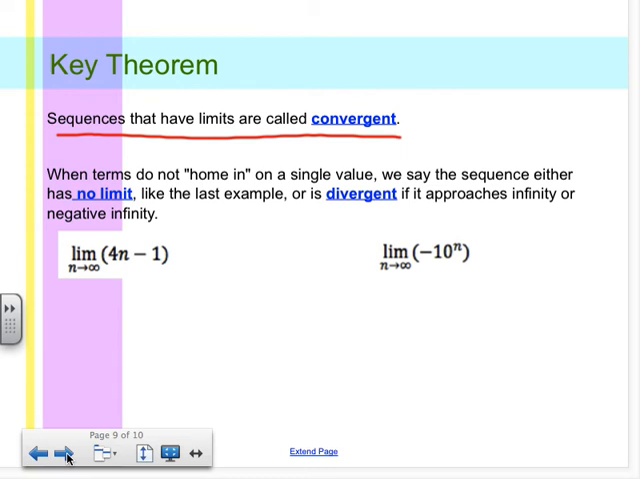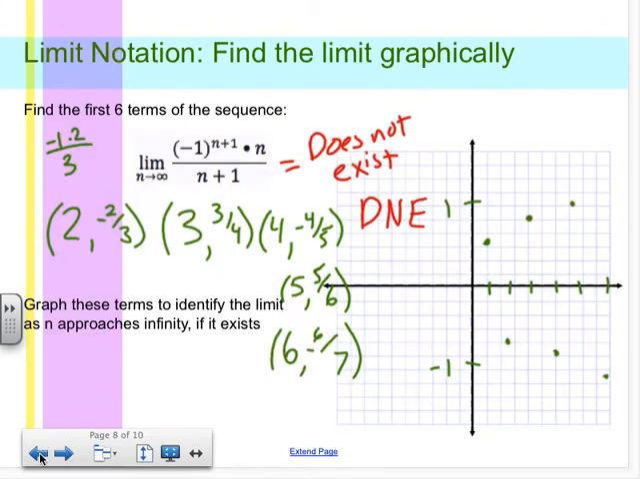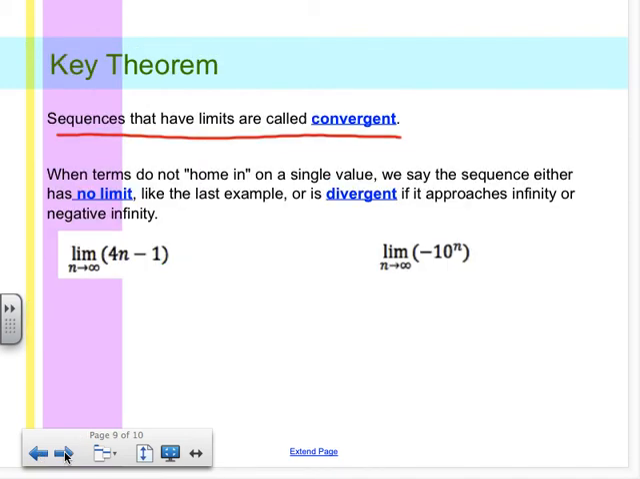What we can also say is, if we have no limit, it doesn't home in on one value, just like we saw on the last slide. That would be does not exist. It does not go to one value. And when we look at divergent, it approaches either infinity or negative infinity. So if I look at this one here, the limit as n approaches infinity of 4n minus 1, that's a linear function. I don't even have to look at the exact graph to know that. It has a slope of 4 and a y-intercept of -1, and that behavior is going to continue forever.